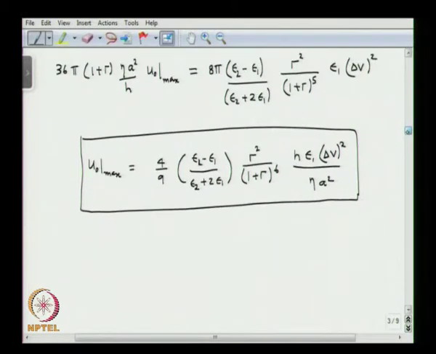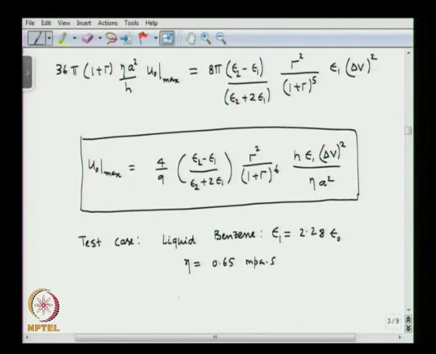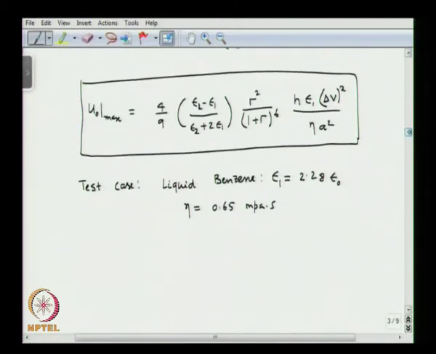Now, let us consider a test case. We consider a test case where we have liquid benzene as the medium. And the properties are the dielectric constant, the permittivity epsilon 1, is 2.28 times the permittivity of free space, and the viscosity is 0.65 millipascal second, and let us say we have glass particles. So, we have glass particles that we are trying to trap from liquid benzene.